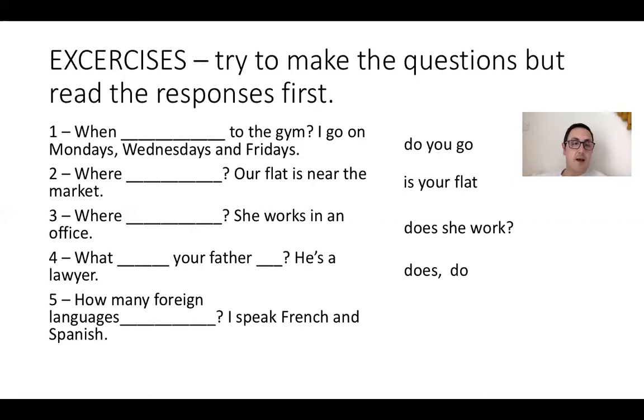And like this. And then the last one, how many foreign languages? I speak French and Spanish. So speak is the verb. Again, it's not the verb to be. So therefore, it's going to be, how many foreign languages do, subject you, speak? That's all.